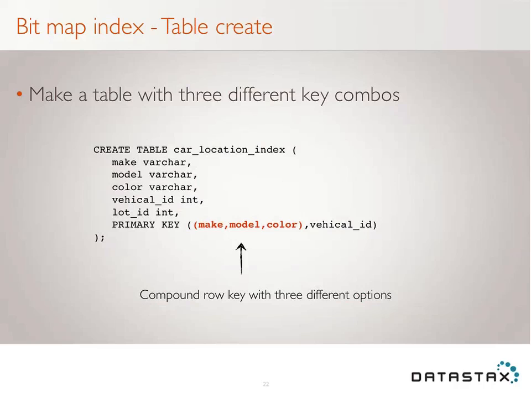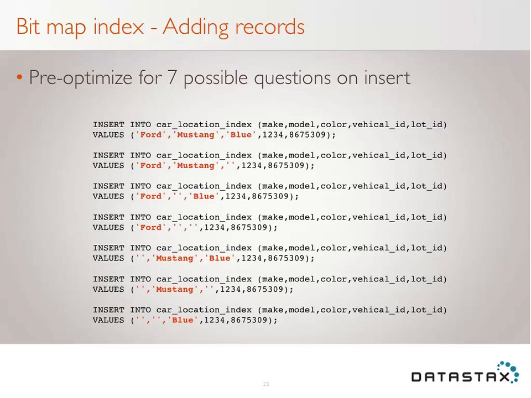So how does it look on the insert? I put in all 7 inserts here, and you can see the pattern, where the first one inserts all of them, and then there are different combinations through those 7 different combinations, inserting blanks in one thing. But if you notice, it's just a repeat of the same data over and over with different combinations in the primary key. Or, I'm sorry, the row key.